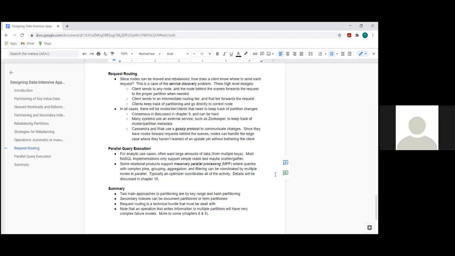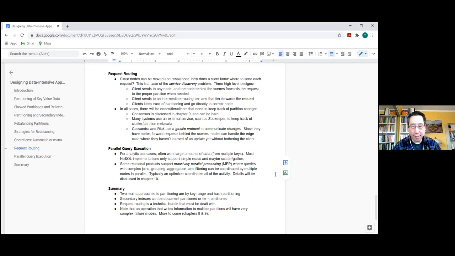I have a quick question. I have heard of one consensus protocol called Paxos, I think. Is that one kind of gossip protocol? I'm not familiar with it. I don't know a lot about consensus. I'll learn more when we read chapter 9, but I'm pretty sure that consensus is different than gossip protocol.